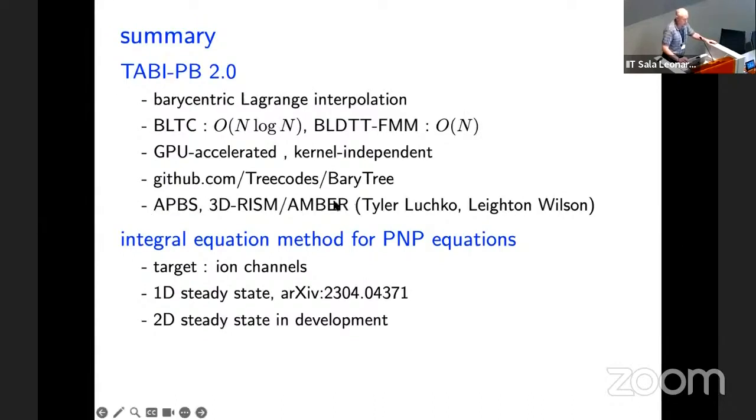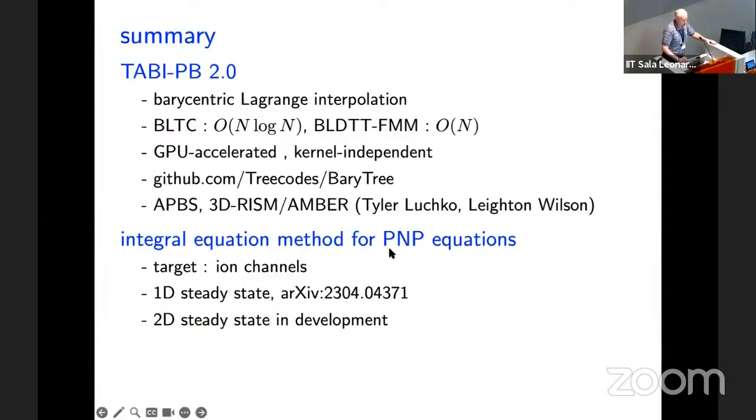Also, using these ideas and working with Tyler Luchko, we helped him accelerate the 3D RISM that's in Amber. There were lots of integrals that needed to be calculated, and so the tree code worked well over there. We'd be happy to talk to people about implementing this in other software.